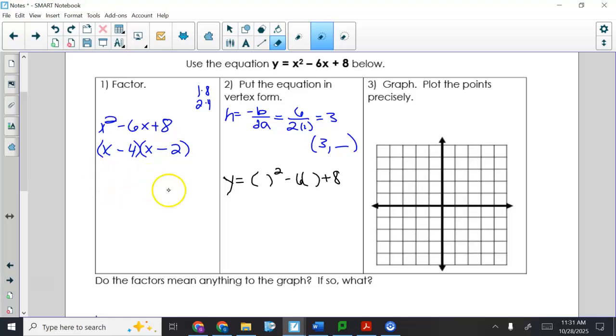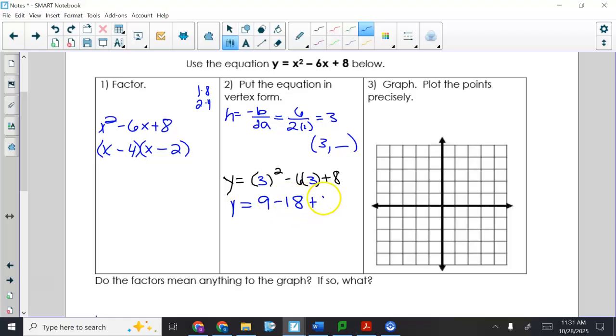All right, so then putting it in vertex form, you should have gotten your x, or h, to be negative b over 2a. 6 over 2 times 1 is 3. Now we just need to plug it back in. y equals 3 squared minus 6 times 3 plus 8. So 9 minus 18 plus 8, negative 9 plus 8, y is negative 1.